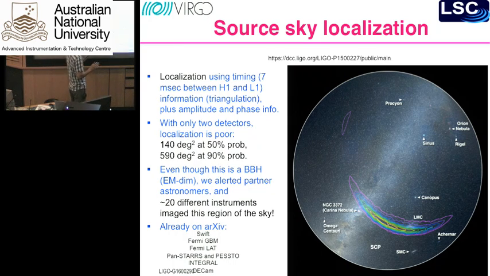I think 22 different partner organizations imaged the region of the sky, out of, I think, 65 that we have agreements with. You may have heard that the Fermi gamma ray burst monitor saw something at exactly that time, a very small excess of keV photons. That may have been an EM counterpart, which presumably would be from accretion disks around these black holes. But the false alarm probability is 0.2%, and we'll see what they say about that.